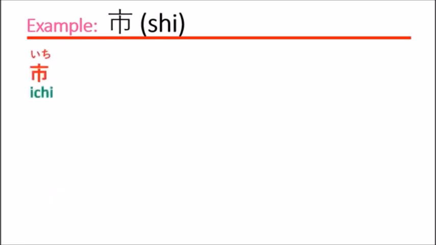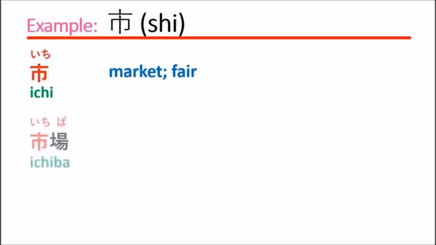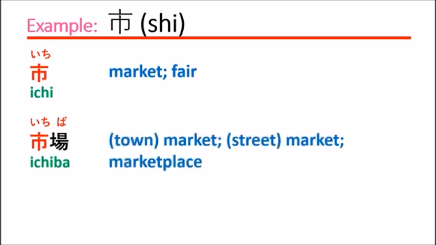Next, ichi means market or fair. Ichiba means town market or street market or marketplace. Ichiba means market, but sometimes they use the market on the street. Sometimes they will use the market that is near the town. So anywhere that many people sell things and buy things, you can call that ichiba.